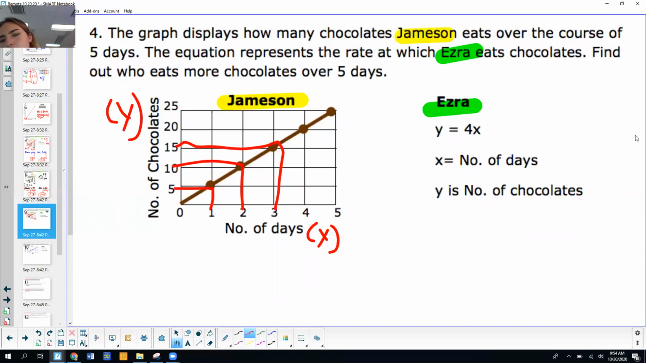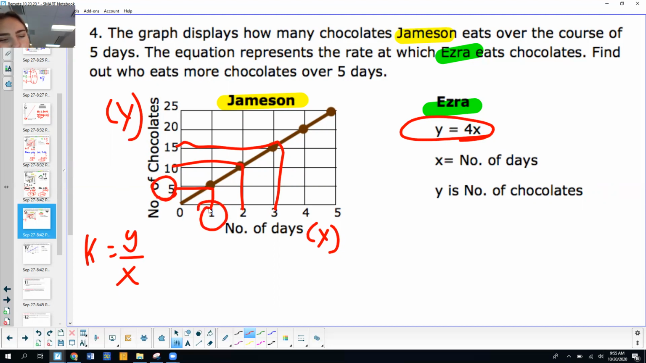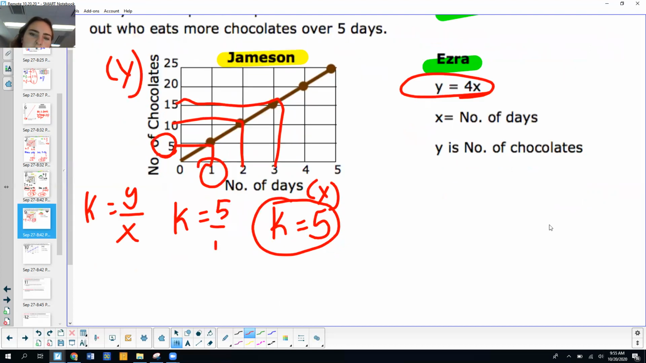So we know the equation for Ezra already. So we need to figure out the constant of proportionality for Jameson. If we remember, we find the constant of proportionality by setting k equal to y divided by x. So I'm going to take my y, 5, and then divide it by my x. So 5 divided by 1, so k equals 5 divided by 1, which means k equals 5, because 5 divided by 1 is 5.